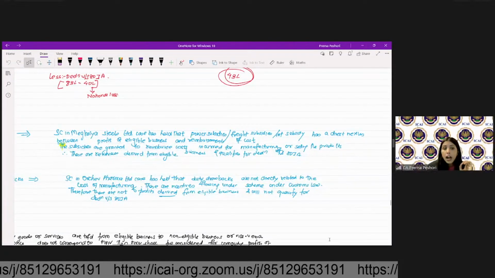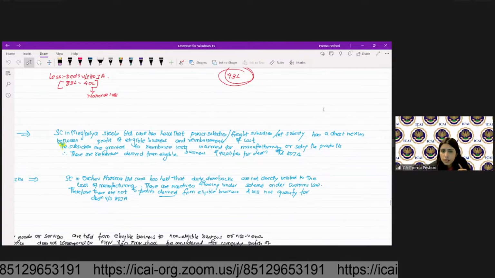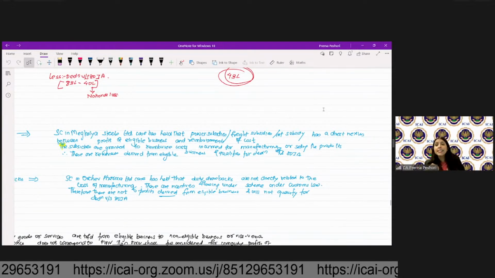Are we clear? How about the duty drawback? Whether you will get the deduction under ATIA for duty drawback?